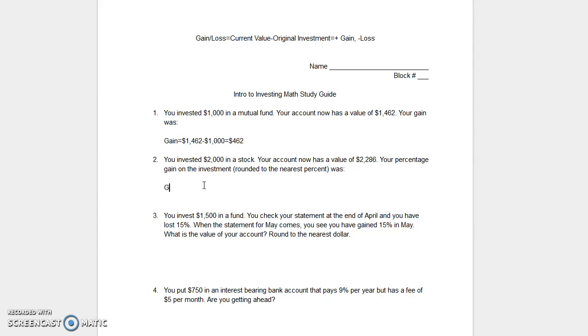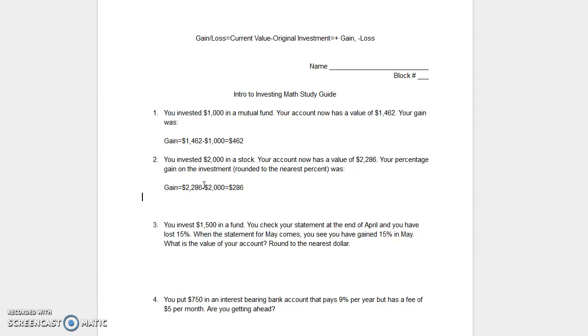So again, let's start with that same equation. What is our current value now? $2,286. And we are going to subtract our original investment of $2,000. We already know it's going to be positive because it is a gain, and that gain is $286.